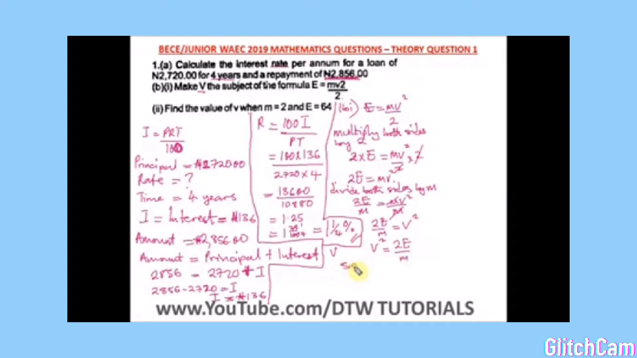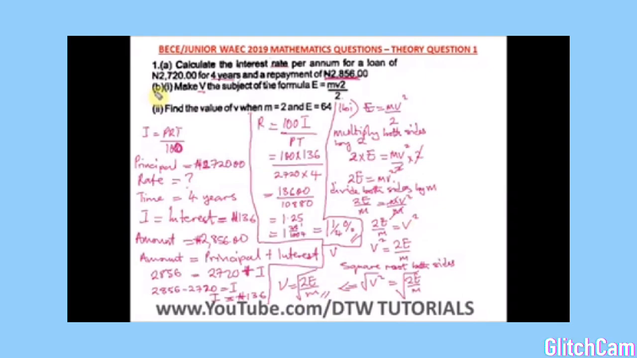You also state square root both sides. So we have the square root of v square equal to the square root of 2 capital E over m. And what is the square root of v square? Let's put an answer here. The square root of v square is v equal to the square root of 2 capital E over m. Everything square root. So this is our final answer.